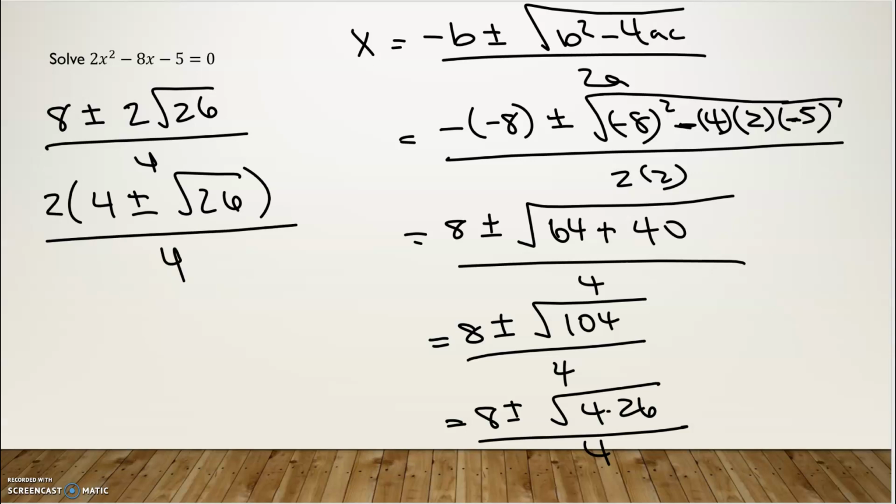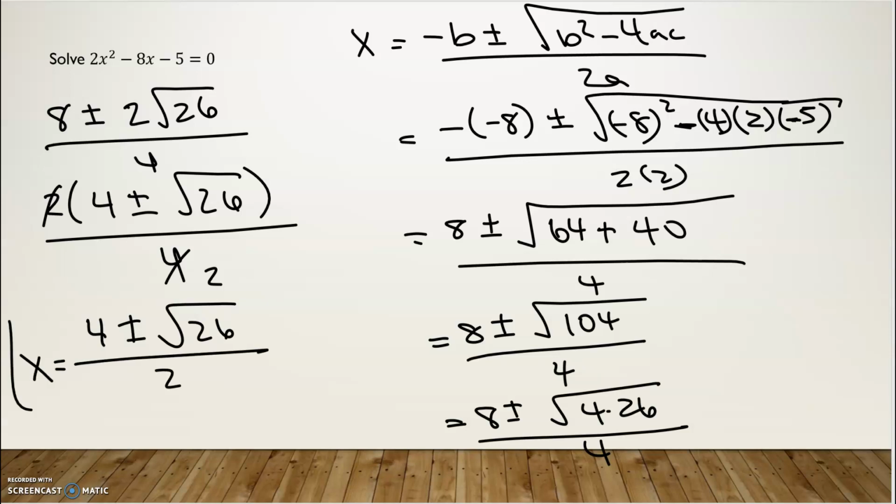I can take a 2 out here. I'm left with a 2 down here. So this will be 4 plus or minus the square root of 26 all over 2. And this is going to be your final answer.